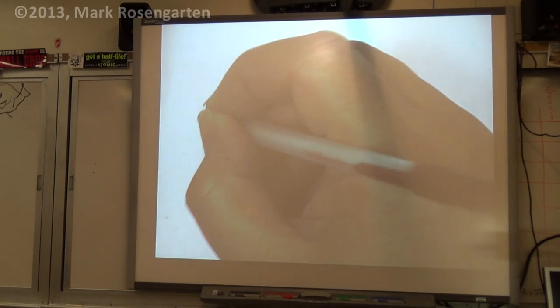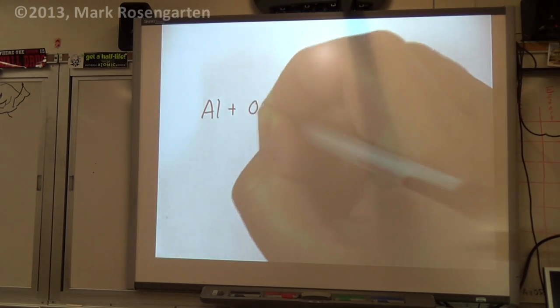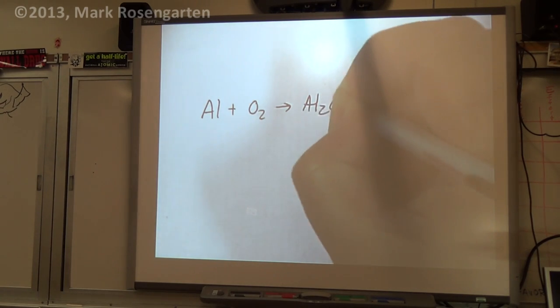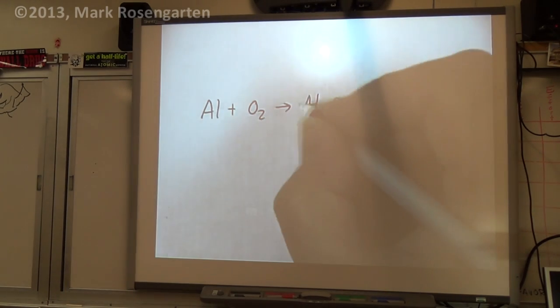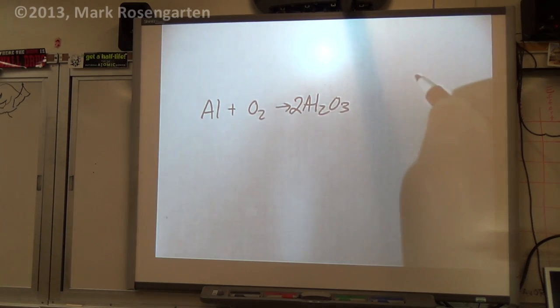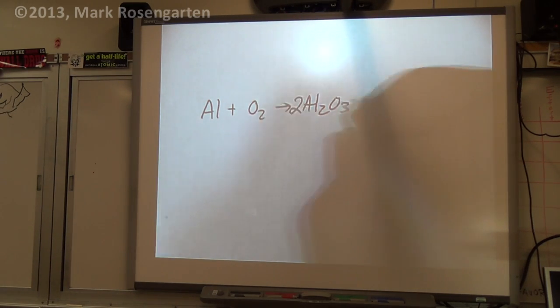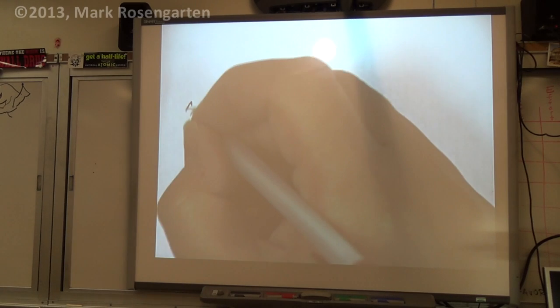Exactly. Okay. Here's a simple way of looking at it. Let's suppose we have the reaction Al plus O2 forms Al2O3. And we balance it by putting a 2 there. And no, we don't balance it by putting a 2 there. Yes, we do. We put this here and we put a 4 here.